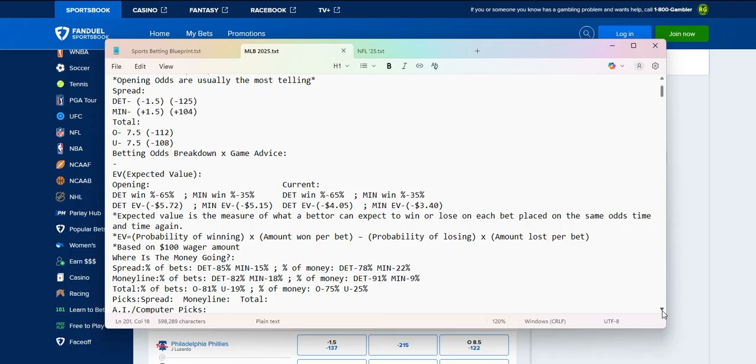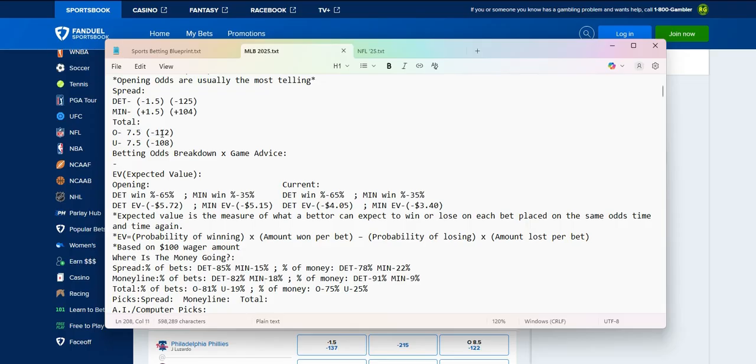85% and 78% respectively betting the money on the run line for the Tigers. Money line percentage of bets 82 and 91. So people are betting heavily on the Tigers in this game, as well as the over on the total. 81% of the betting going over and 75% going over on that total, and that has a lot to do with this low total. You have to kind of challenge.